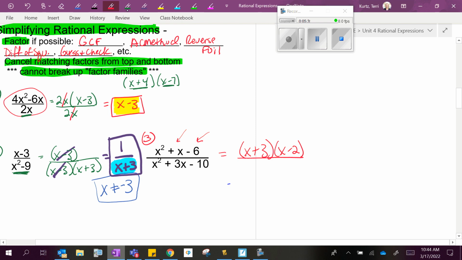Down here, I want to think what multiplies to -10 and adds to +3. And that would be x plus 5, x minus 2. So now I have factored the numerator and denominator. I see what can cancel. The x minus 2's can cancel. So my final answer is x plus 3 over x plus 5.